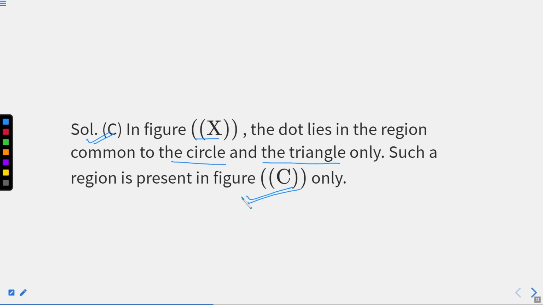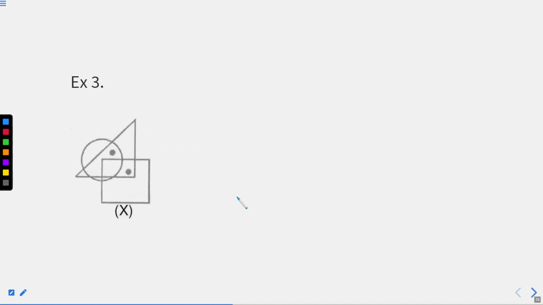This question is pretty similar to question number 1 as well. Now you are going to have a different question. And why do I say different for this particular question? Here you have two different dots. So our approach will be the same. First we'll draw all the figures. The first figure is a triangle. The second figure is a circle. And the third figure is a square.